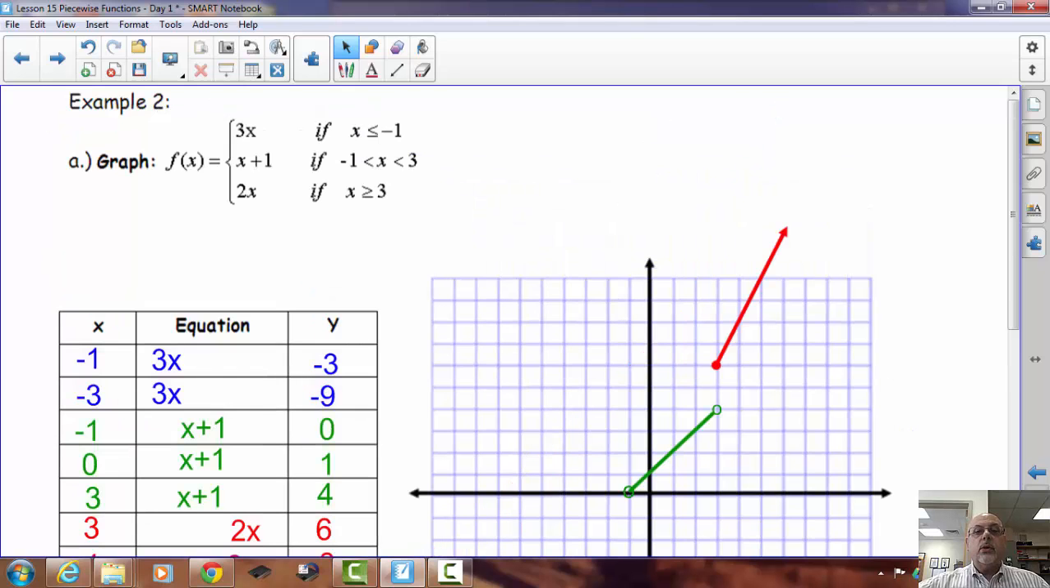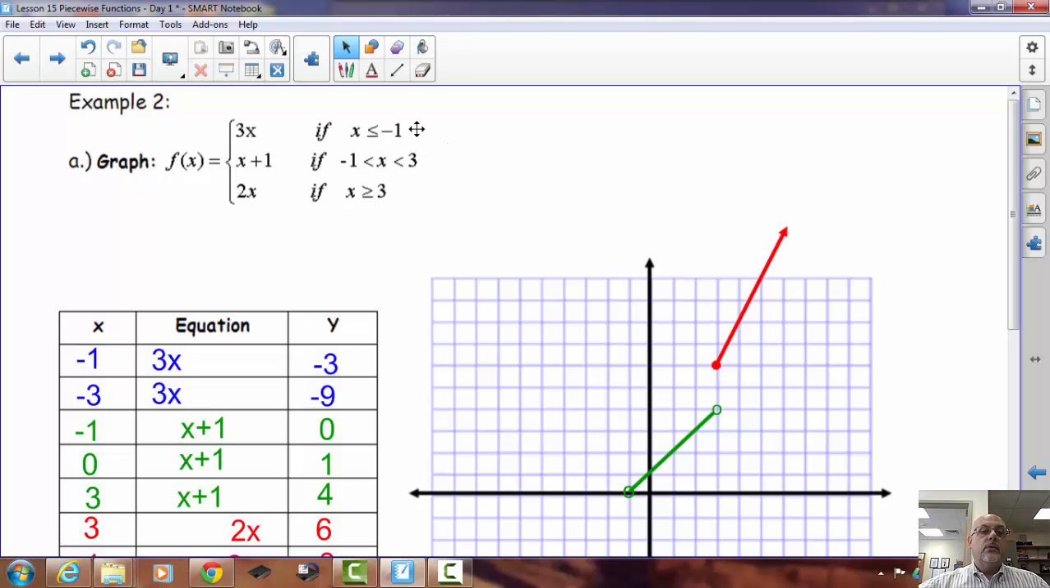Let's look at one more example. This one's a little more complex. F of x is 3x if x is less than or equal to -1. F of x is x plus 1 if x is greater than -1 and less than 3. And f of x is 2x if x is greater than or equal to 3. So I've color-coded this in a similar way.